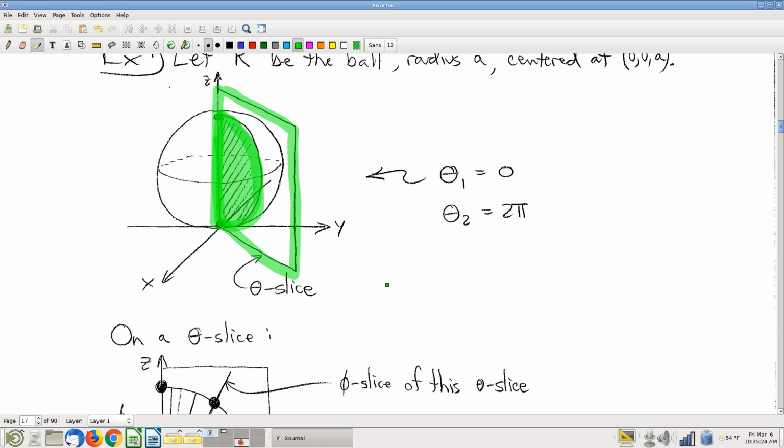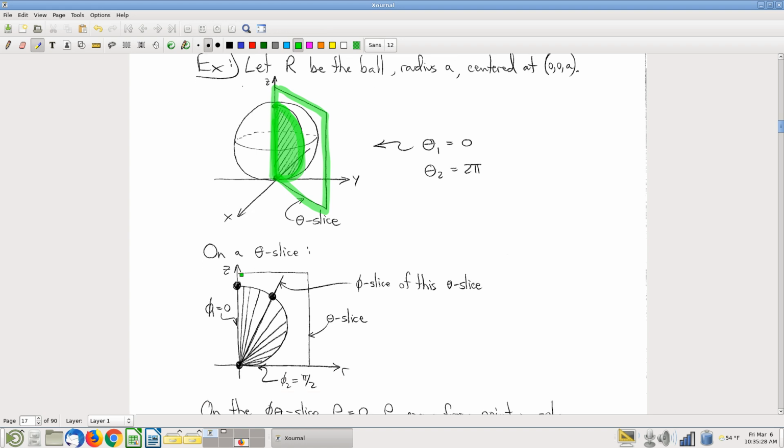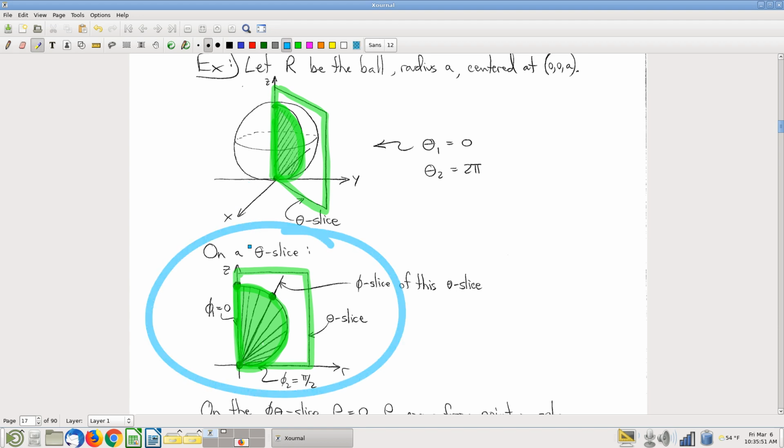Strong advice: after you've figured out your theta bounds, take that theta slice and redraw it, looking at it edge on, straight on. If I were looking from that direction, it's easy to see what a theta slice would look like as seen from that angle. And it's easier to draw, and you can represent more clearly what's going on down here.